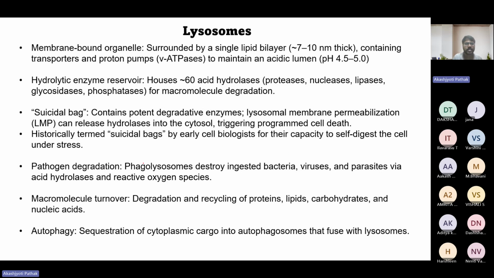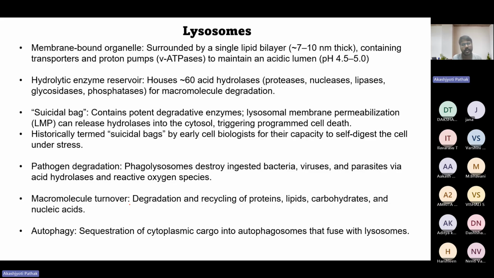Now, pathogen degradation. The lysosome engulfs a phagosome. A phagosome is basically a phagocyte carrying a foreign substance. The phagosome and lysosome merge with each other and form a structure called a phagolysosome. Once this phagosome is engulfed by the lysosome, the different hydrolytic enzymes that are present allow the bacteria, viruses, and parasites to be digested and destroyed. Okay.